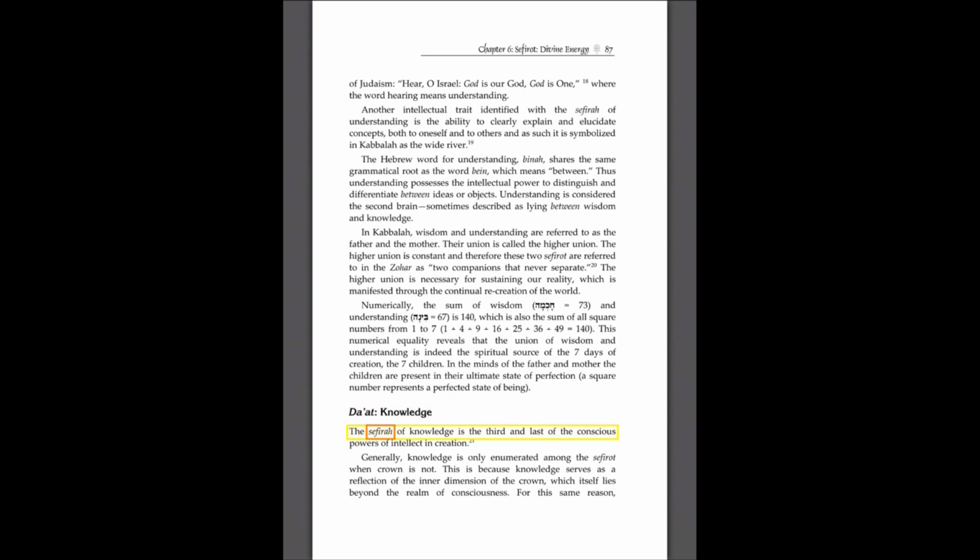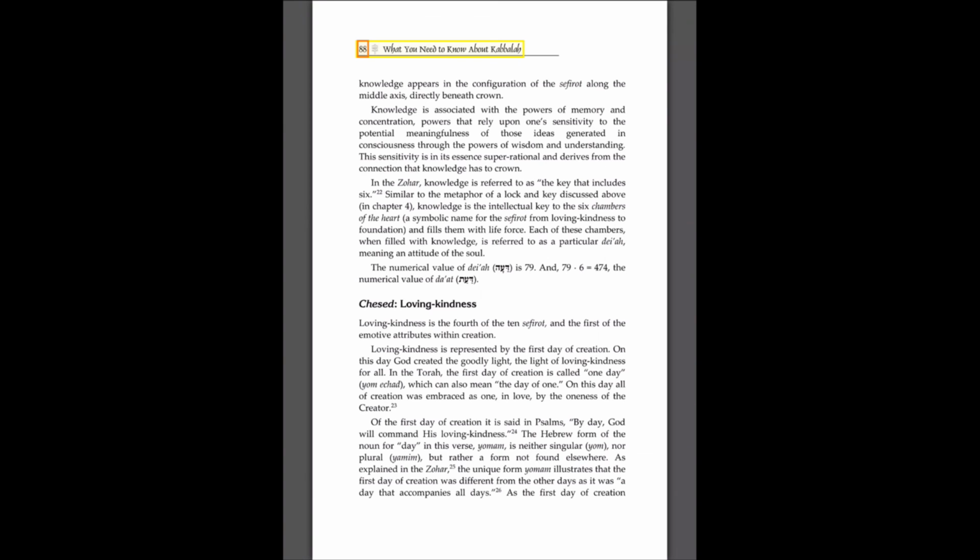Daat, knowledge. The Sephirah of knowledge is the third and last of the conscious powers of intellect in creation. Generally, knowledge is only enumerated among the Sephirot when crown is not. This is because knowledge serves as a reflection of the inner dimension of the crown, which itself lies beyond the realm of consciousness.